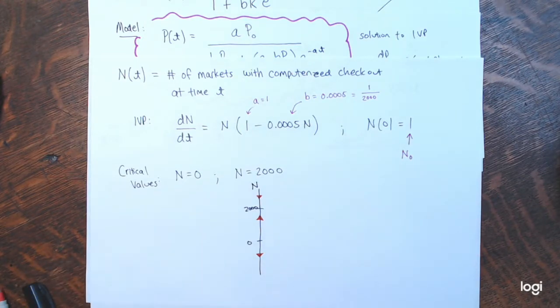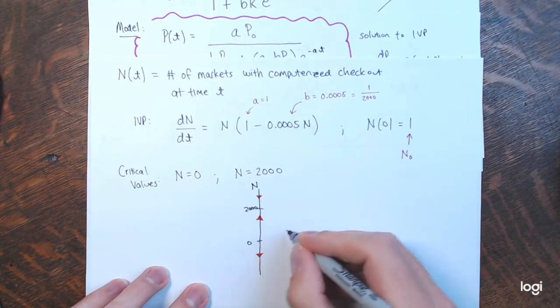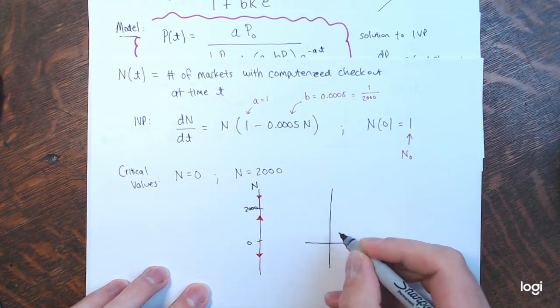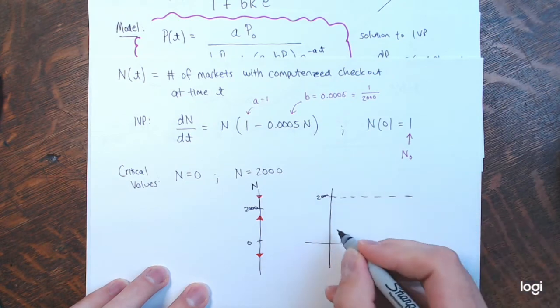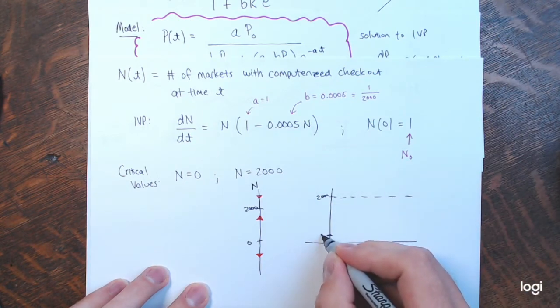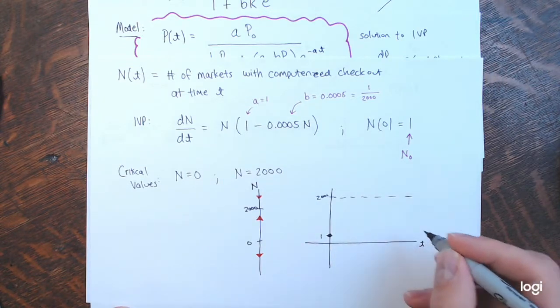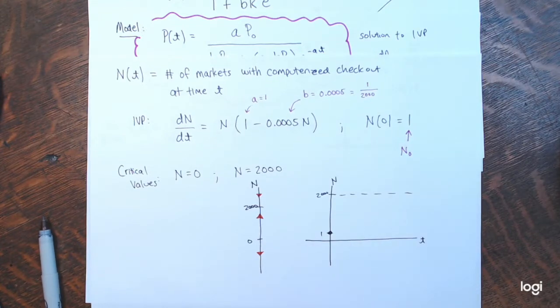And so our typical solution curve would be like this. Here's 2,000, and N of 0 is 1. And so it starts off here at 1 as time goes by. There's time 0. There's one store with computerized checkout.